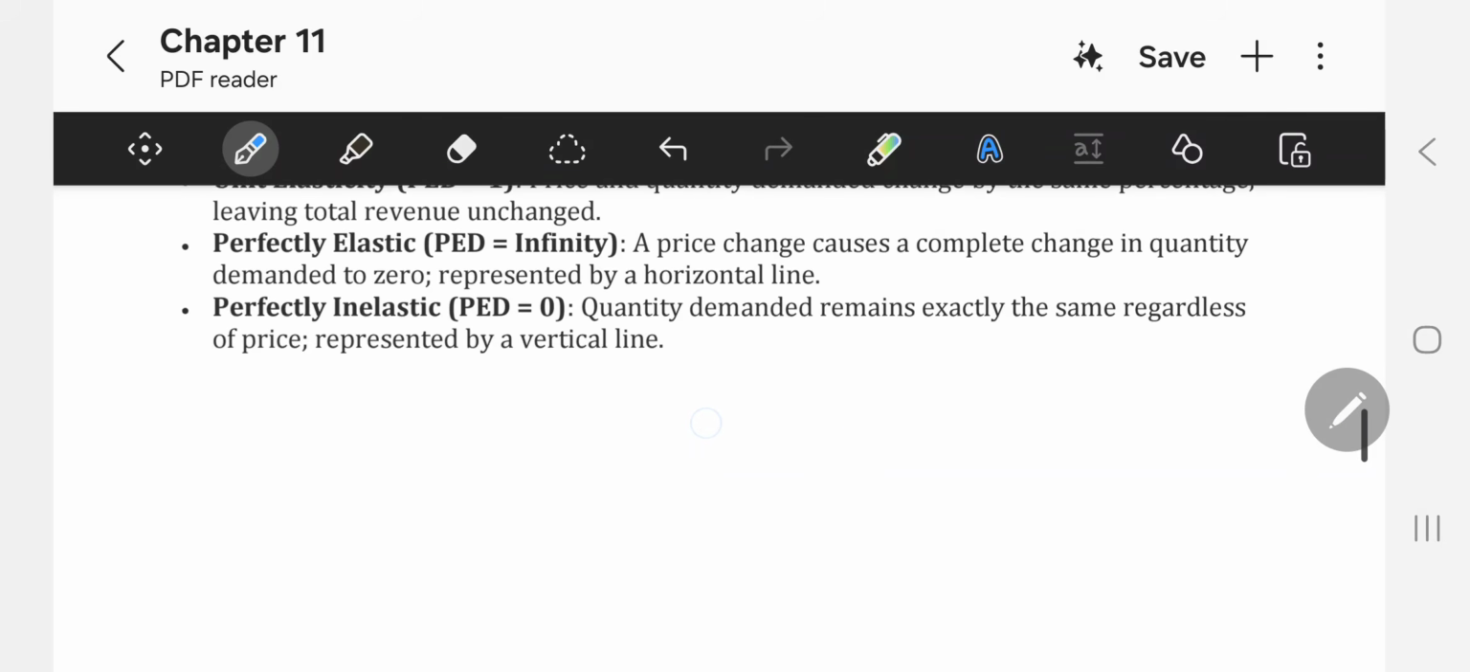So I'm going to draw that here first. Don't worry, we're going to have all the graphs here and be able to see how each one of them looks. So this one is a shallower graph. It's quite shallow like that. So this is elastic PED.